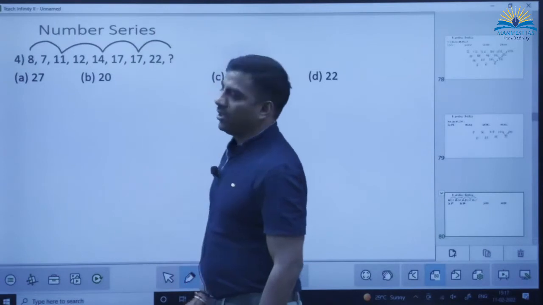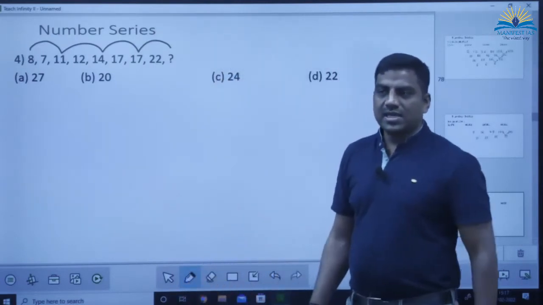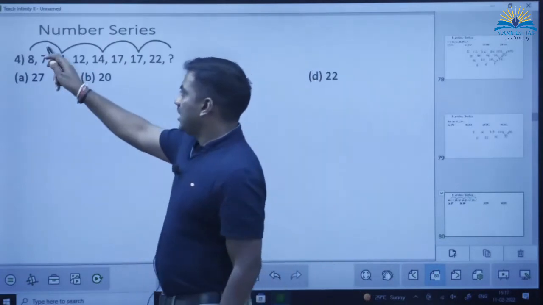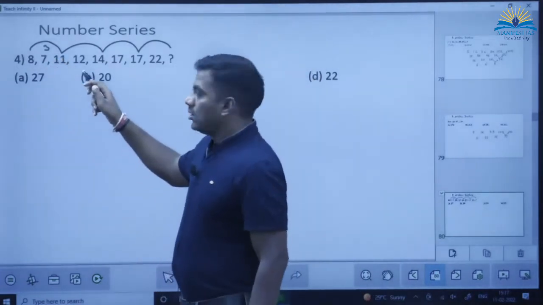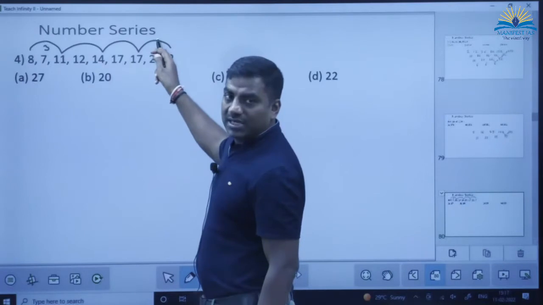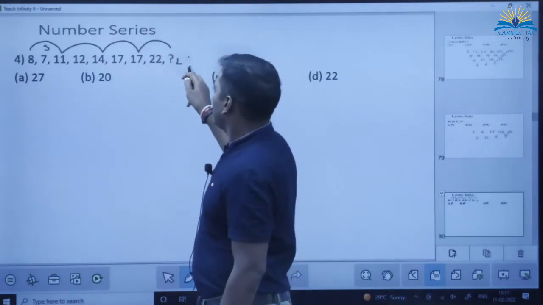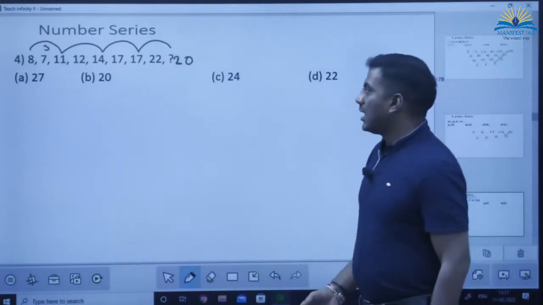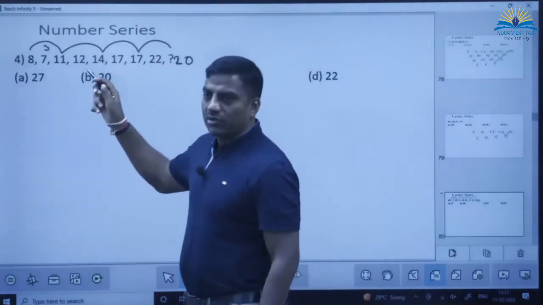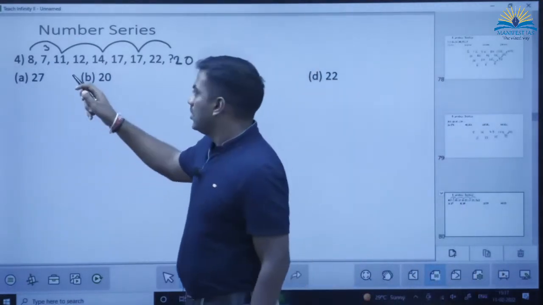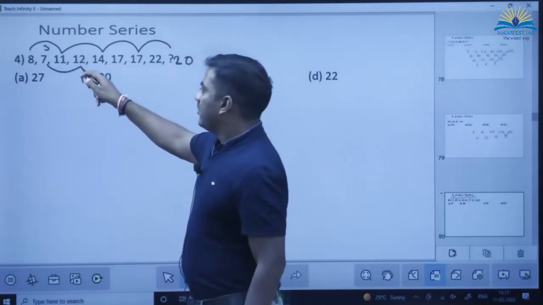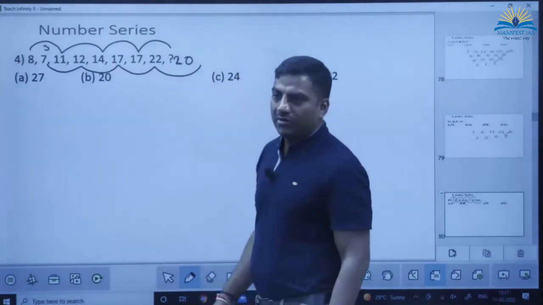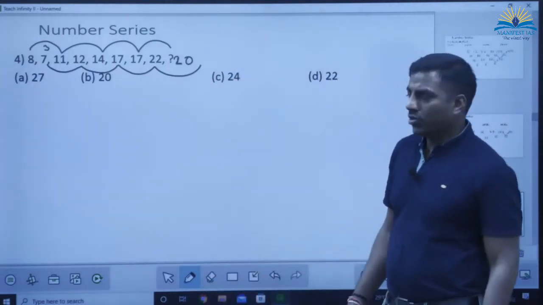What should come here? What is the relation between two alternative numbers? Plus 3. So 3, 3, 3, 17 plus 3, 20. Don't worry about other alternative numbers because we don't have one more question mark there. If there was, 7, 12, 17, 22 and 27 would have been our answer. But not required.